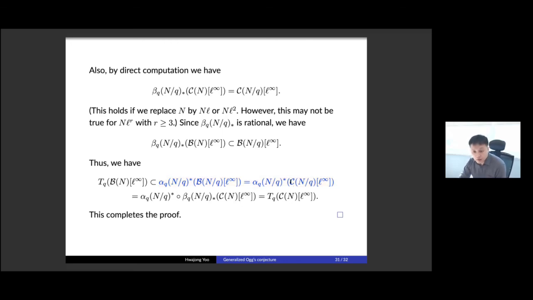And then this one, by this theorem, is equal to the push forward of Cn. And therefore, this composition is actually TQ, which means TQ-Bn is contained in TQ-Cn. However, this Cn is already contained in Bn, so therefore, these are actually equal. This completes the proof of the claim and the proof of the theorem.